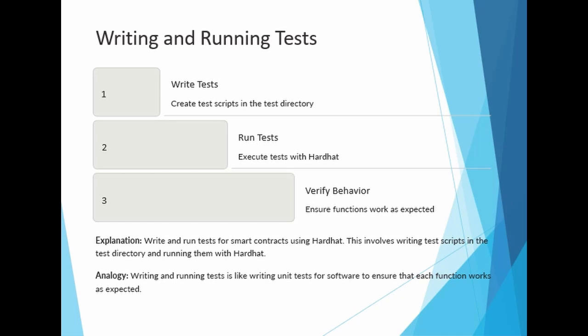Now let us run tests for the smart contract. We have three steps. We write the test scripts and store them in the test directory. Then we run the tests and then we ensure if the functions work how we want them to.